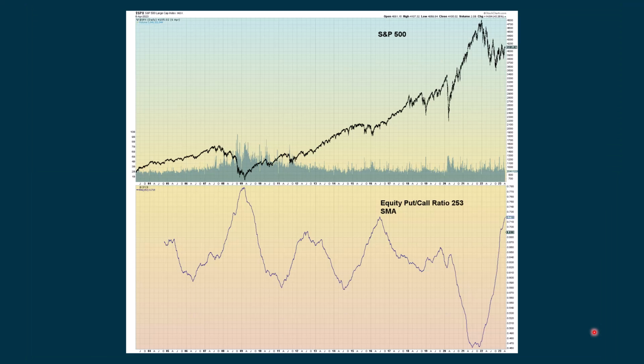This is a much longer look at the equity put-call ratio, putting a 253-period simple moving average to give us the overall direction. Right at the beginning of 2022, this started to turn and go up, and the market's been having a lot of problems ever since then. When this turns and starts to go down, that will also dictate a more positive environment.